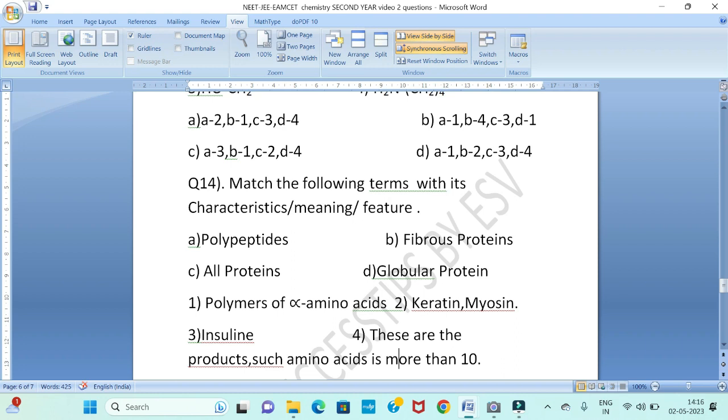Polypeptides. So 10: P, you take like pole, LO, 10. More than 10. It is polypeptides. Fibrous proteins. Fibrous proteins means keratin, myosin. Keratin, myosin. Fibrous, rush.